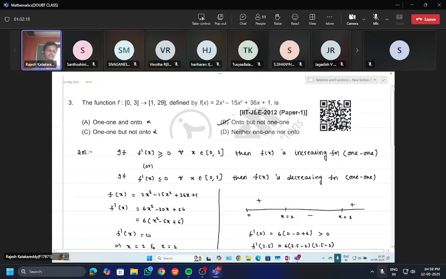Clear? Understood? See, till now we are mainly concentrated on onto. We are trying to understand how we will do it using the calculus approach. Sir, can we take the cubic method, sir? Cubic method. What do you mean, cubic method? In the previous problem, you used the cubic method.